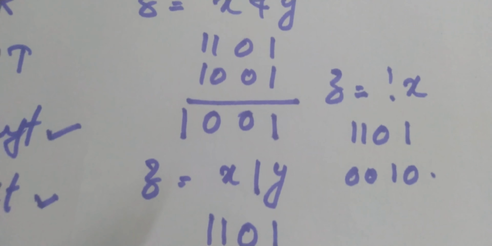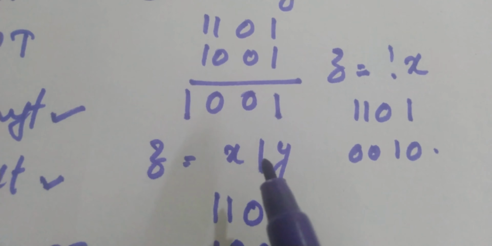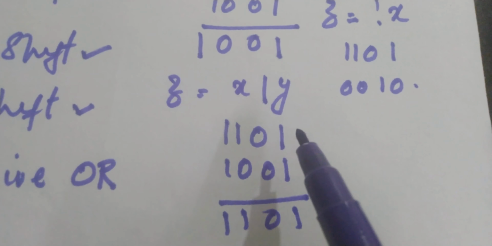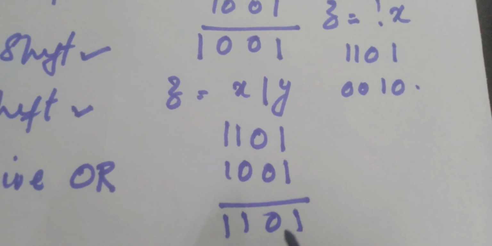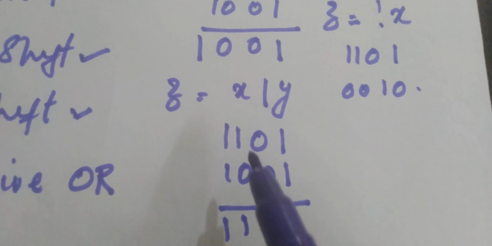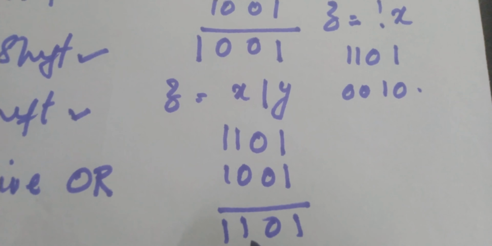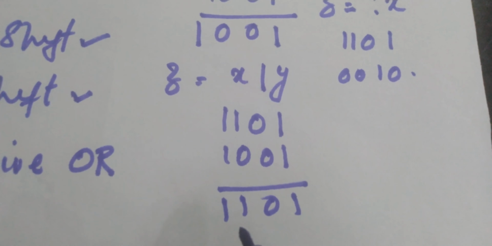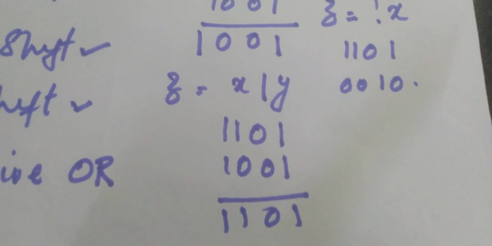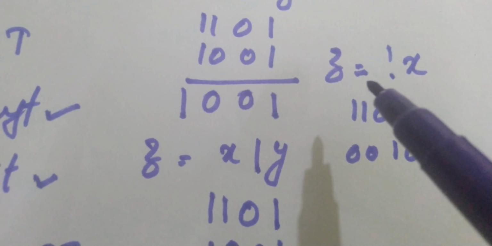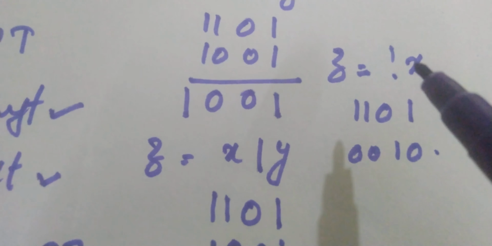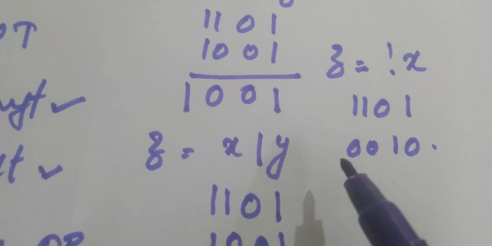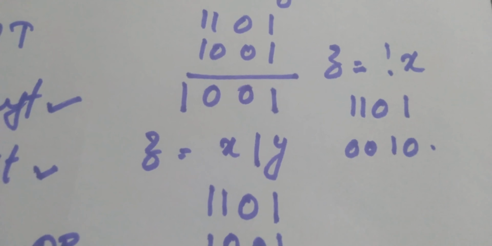In the same way, when the OR operator is applied, z equal to x or y, 1101 or 1001. So 1 or 1 is 1, 0 or 0 is 0, 1 or 0 is 1. If any one of the operands is 1, the result will be 1 in the case of an OR gate. And 1 or 1 is again 1. So the final result is 1101. And when the NOT operator is applied, z equal to NOT x, the value of x gets negated, that is, 1101 gets reversed to 0010.